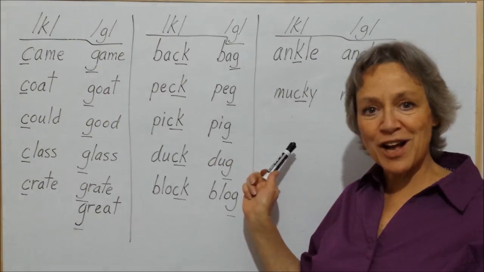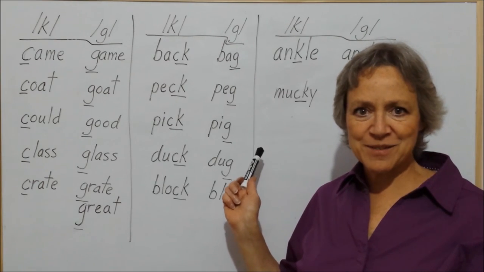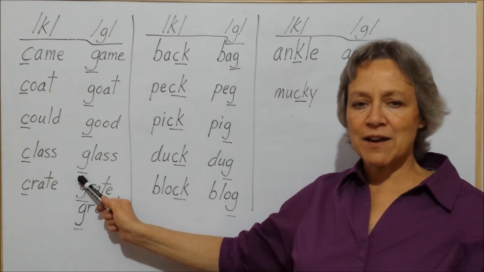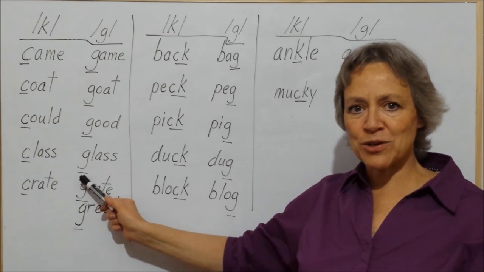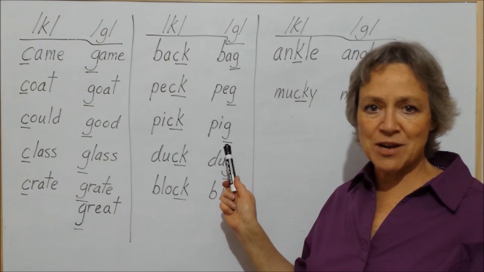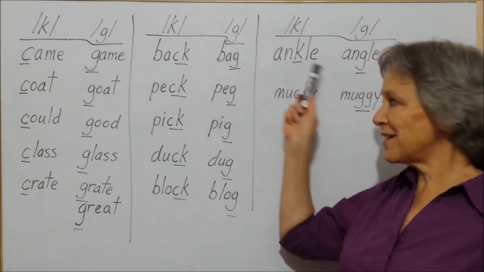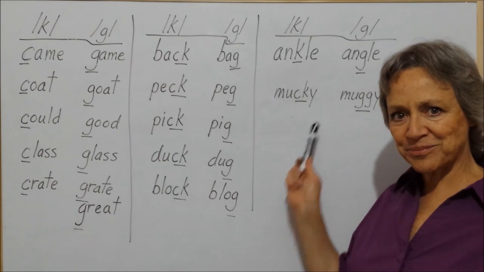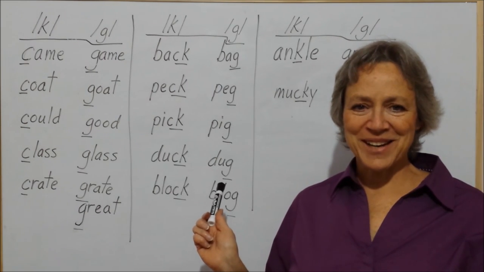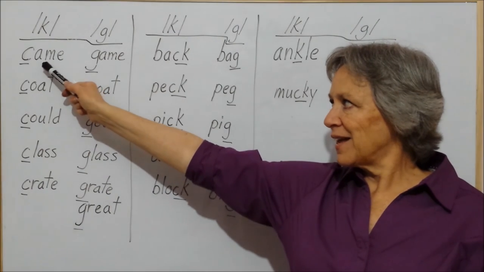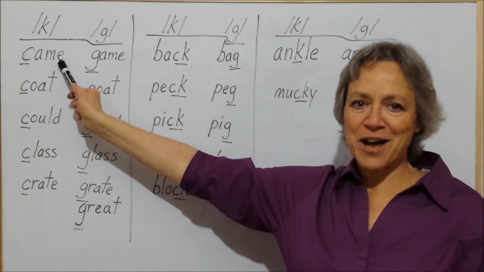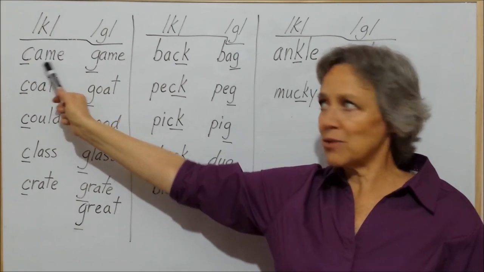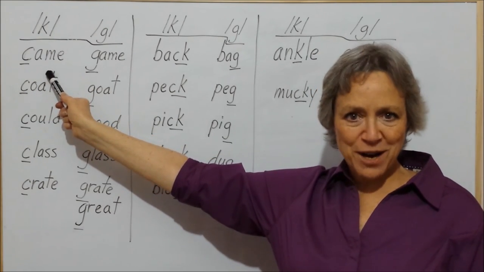I have several columns of words here for us to practice. The words in these two columns have the sound at the beginning of the word. In these columns, the sound is at the end of the word. And in this last part, the sound is in the middle of the word. Let's practice, okay? The words sound the same other than the initial or beginning sound, okay? Please practice with me.